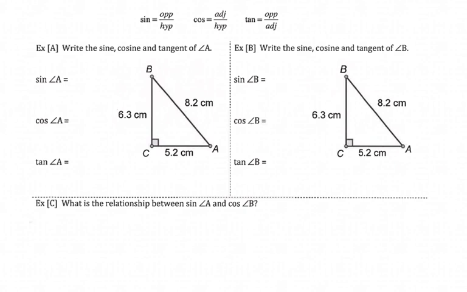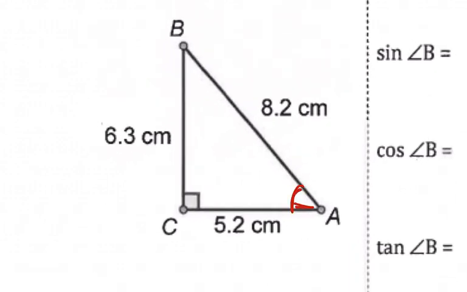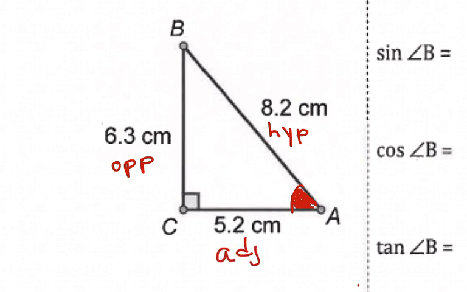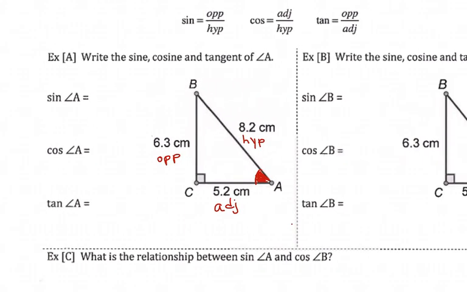So I'm going to do a couple examples with you. So it says write the sine, cosine, and tangent of angle A. So angle A is down here, so this is the angle we are talking about. So if I'm looking at this angle now, across from my right angle, that is your hypotenuse. Across from angle A, that is your opposite side. And then next to angle A is your adjacent. So what we're going to do now is come up with our ratios. We're not going to type anything in our calculator today. We're just getting comfortable with using sine, cosine, and tangent.